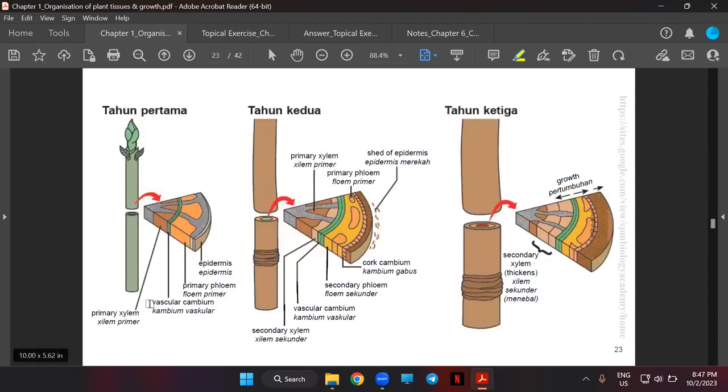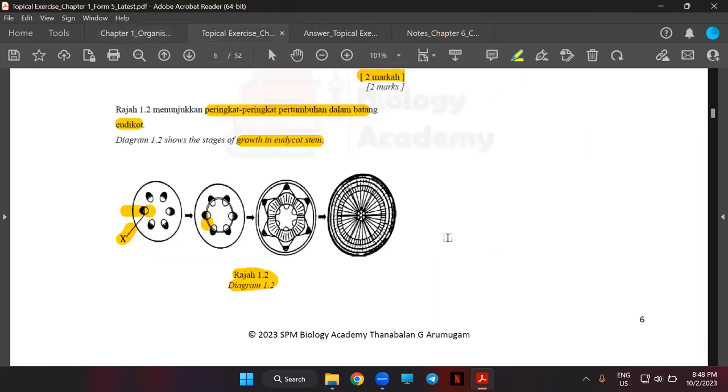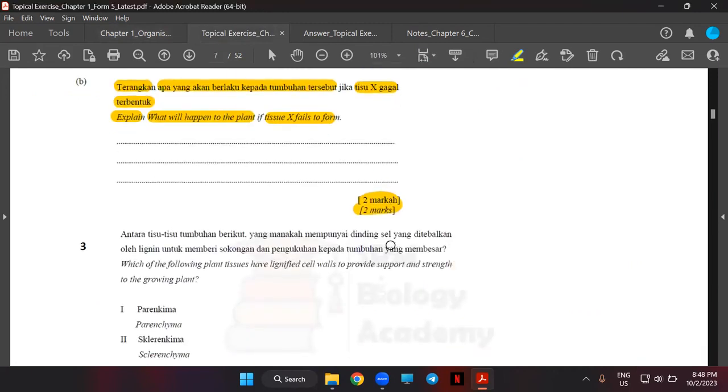This one, vascular, cambium vascular. Tapi di sini dia sudah tunjukkan ring terbentuk. Yang ini belum lagi. Vascular cambium, cambium vascular. Itu nama tissue X itu. Okay, so terangkan apa yang berlaku kepada pertumbuhan tersebut jika tissue X gagal terbentuk. What will happen to the plant if tissue X fail to form?